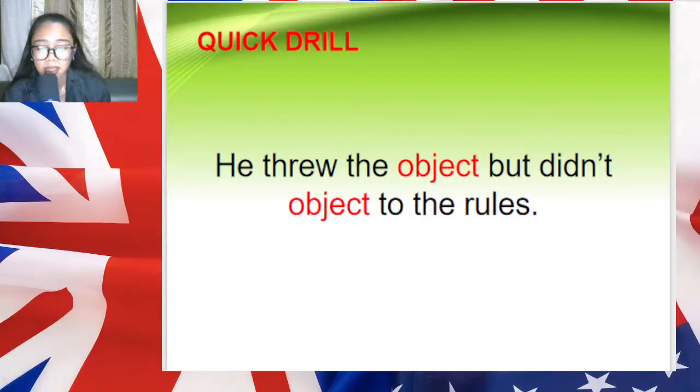For the other object, the second syllable being stressed here, what kind of part of speech is it? He threw the object but didn't object to the rules. So it's a verb, no? It's an action word, basically. And when it comes to action words, we usually stress the second part. Again, he threw the object but didn't object to the rules.